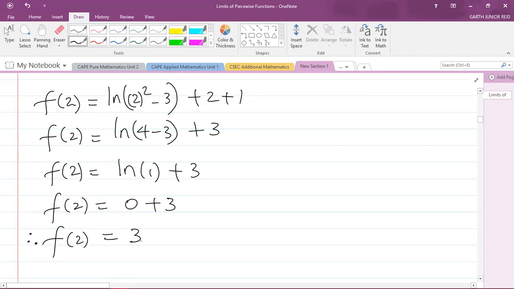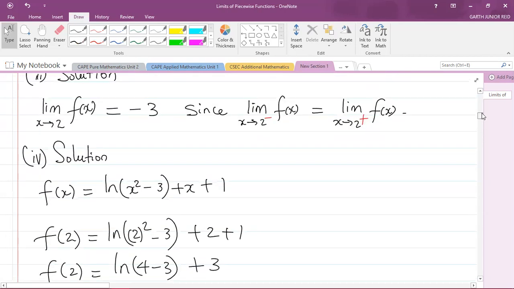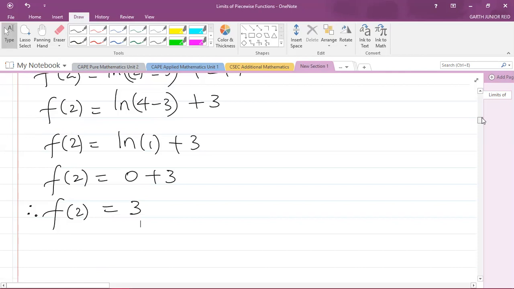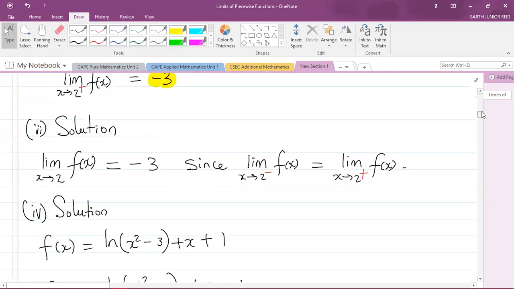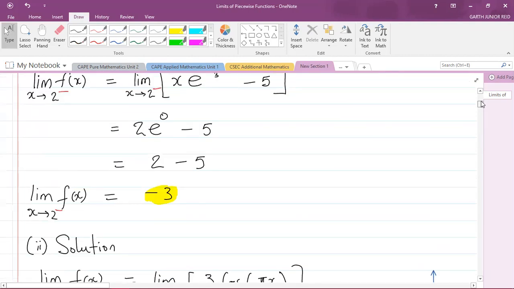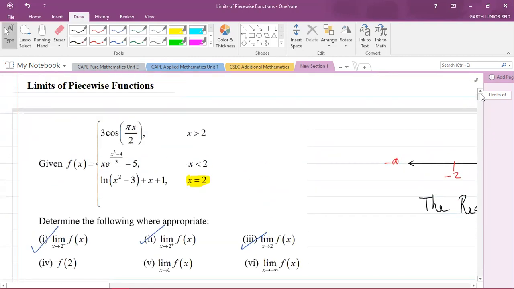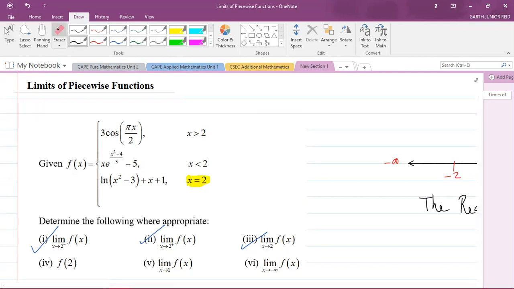equals 3. Good. So although we're dealing with limits, I just wanted to also put a function question there, because sometimes you need that knowledge as well when you're dealing with continuity. So we have f of 2 equal to 3. All right, great. So we're finished with part 4.